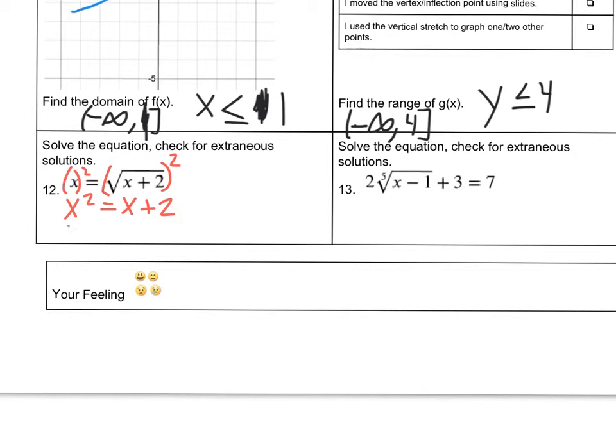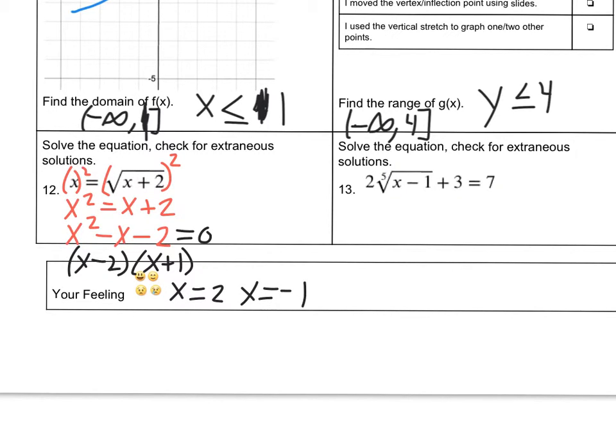Bring everything over to one side. We get x squared minus x minus 2, and that's going to factor nicely for us. By the way, that's equal to 0. That's going to factor into x minus 2 and x plus 1, which gives us x is equal to 2 and x is equal to -1 as our answers.